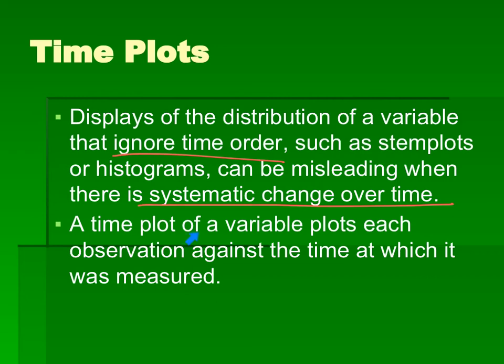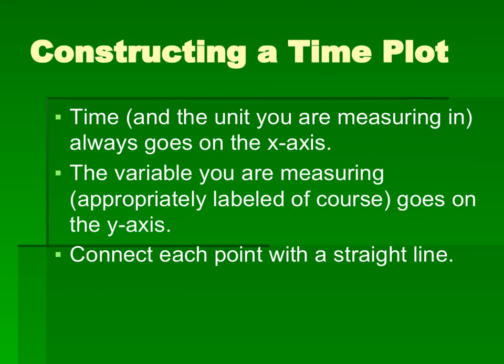So a time plot of a variable plots each observation against the time at which it was measured. So it doesn't take into account frequency, relative frequency, or any cumulative frequency. Constructing a time plot is easy. Reading a time plot is pretty easy. You're always going to put time on the x-axis. Unlike most of the other graphs where we have our variable of interest on the x, in this case, the variable that we are measuring is going to go on the y-axis. So that's one difference compared to a lot of the other plots. Kind of like the ogive, we're going to connect each point with a straight line.